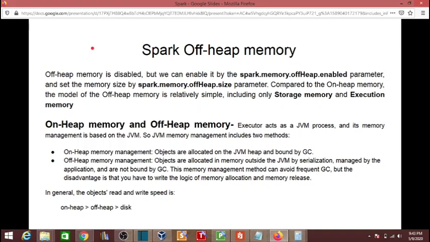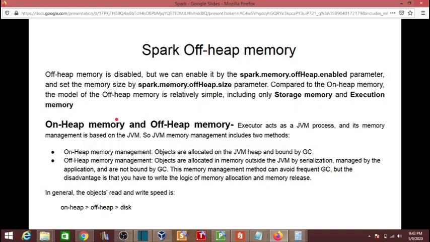Compared to the on heap memory, the model of the off heap memory is relatively simple, including only storage memory and execution memory. So what does that mean? Whatever you set in off heap will be used by only two categories: storage memory and execution memory. They will not be part of the user memory and reserved memory.